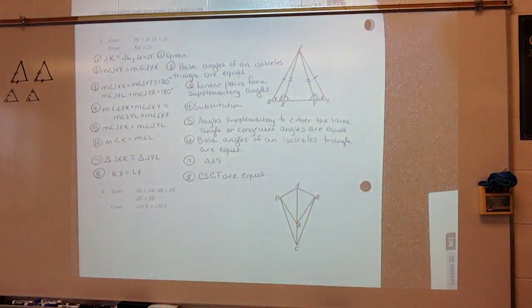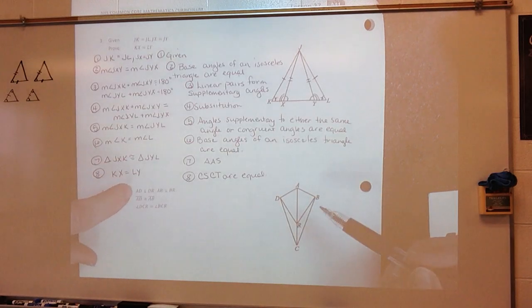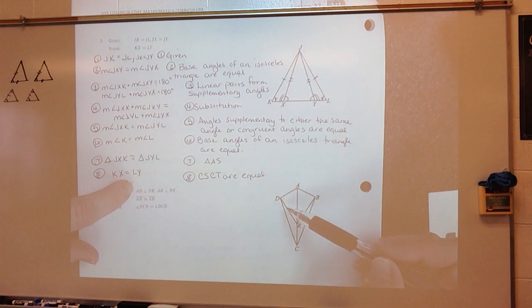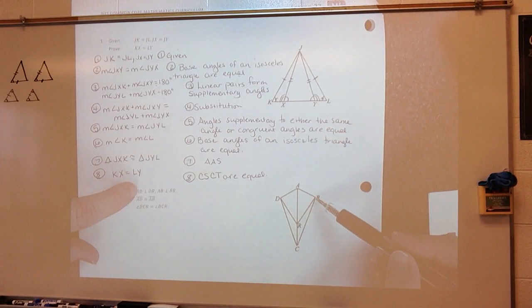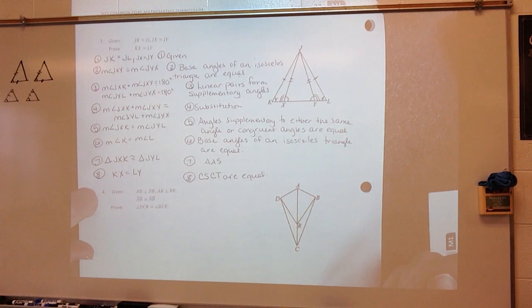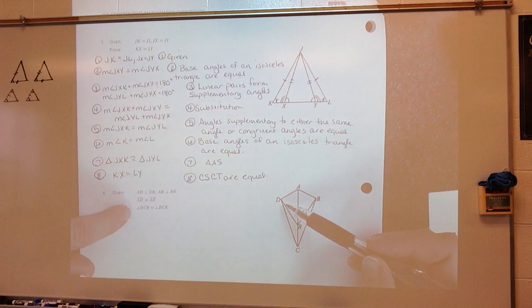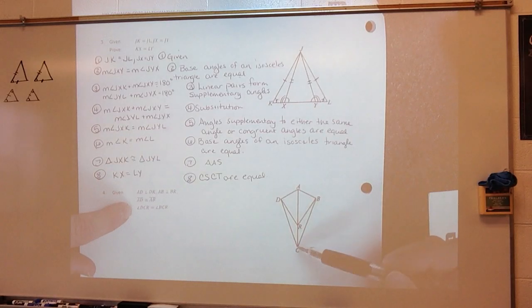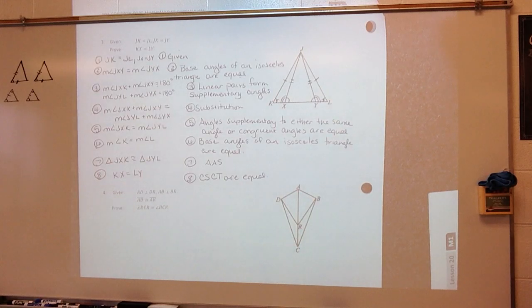Number 4. I'm given that AD is perpendicular to DR. I'm given that AB is perpendicular to BR. I'm given that AD is congruent to AB. And they want us to prove that angle DCR is equal to angle BCR. So they want us to prove these two angles equal. Okay? So let's go ahead.